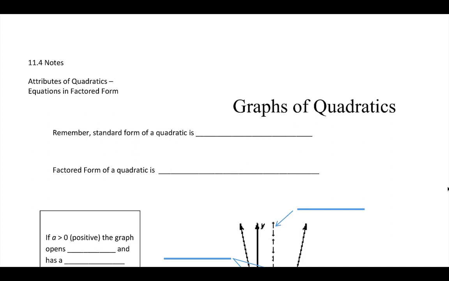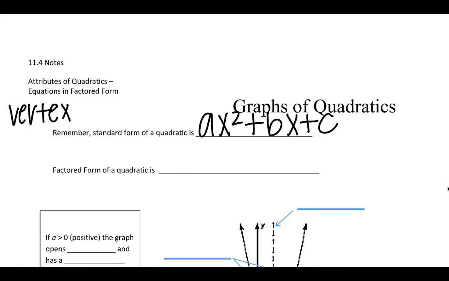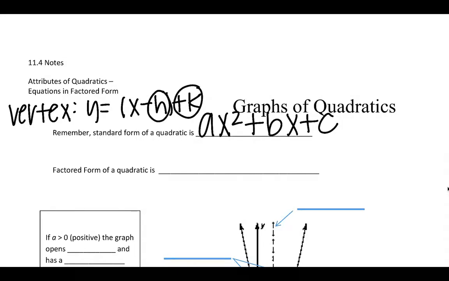So we've talked about quadratics in standard form, and if you remember that was ax squared plus bx plus c. We talked about yesterday doing quadratics in vertex form, and that was y equals a times x minus or plus h, plus or minus k. And again, those signs could change, but that's what it looked like, and it gave us h and k, which were your vertex. So it was h comma k.